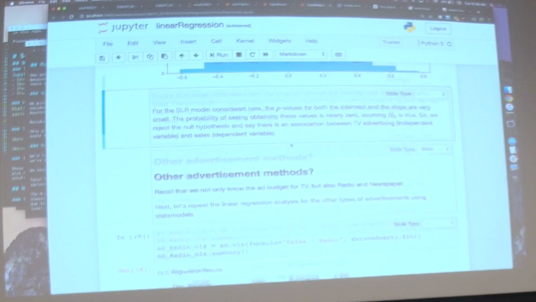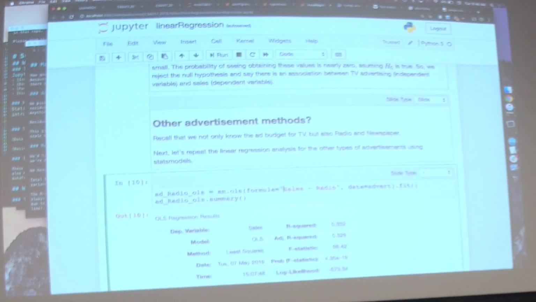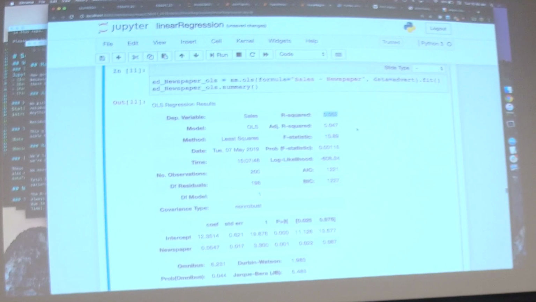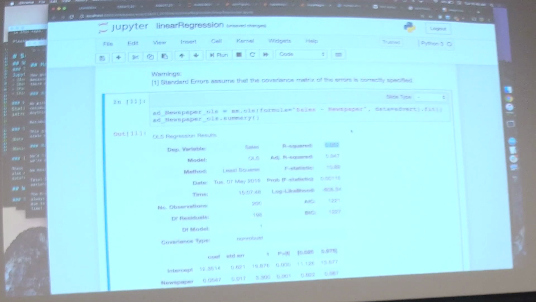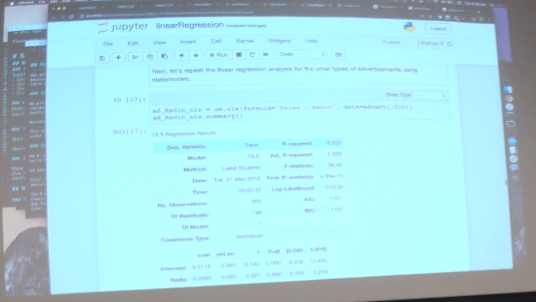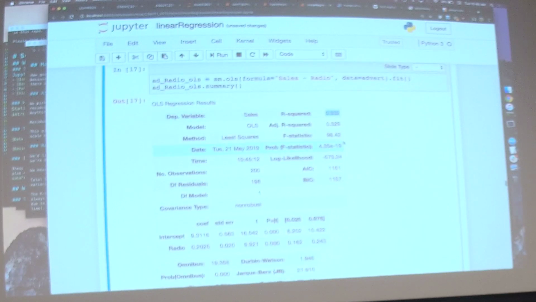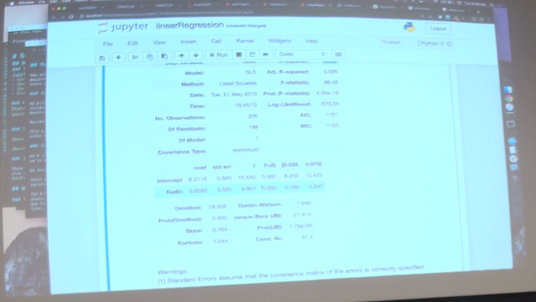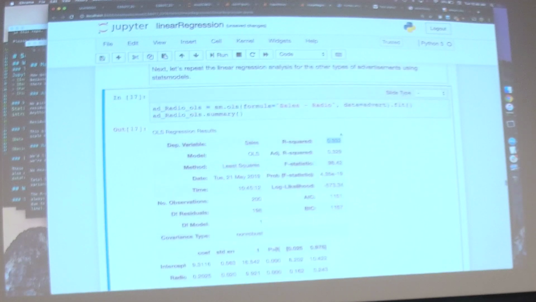So this is for TV. See how it works for radio. So for radio, we actually get a smaller R squared. Oh, sorry, that's newspaper. Radio, we get a really small R squared, only 0.3. But our p-value is still very small, so it still seems like there is some relationship. But the radio doesn't explain all of the variance in the sales as well.